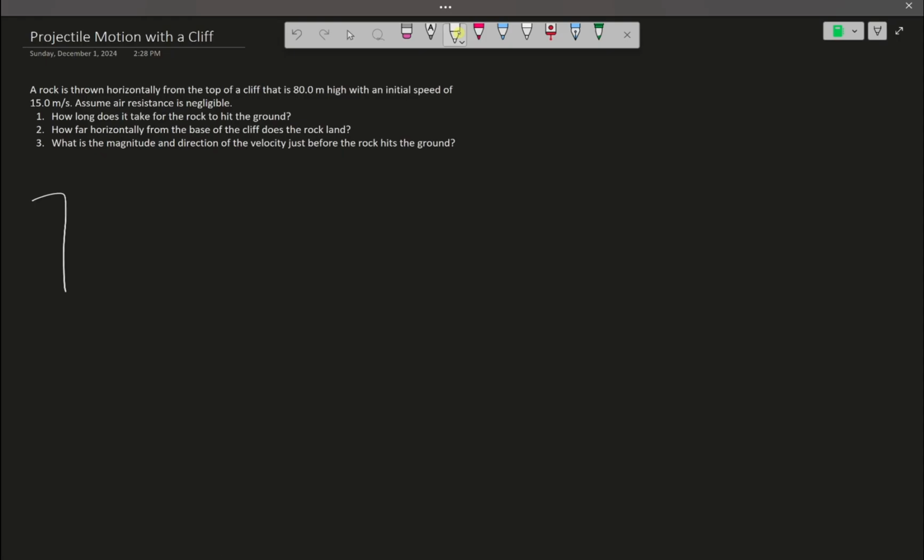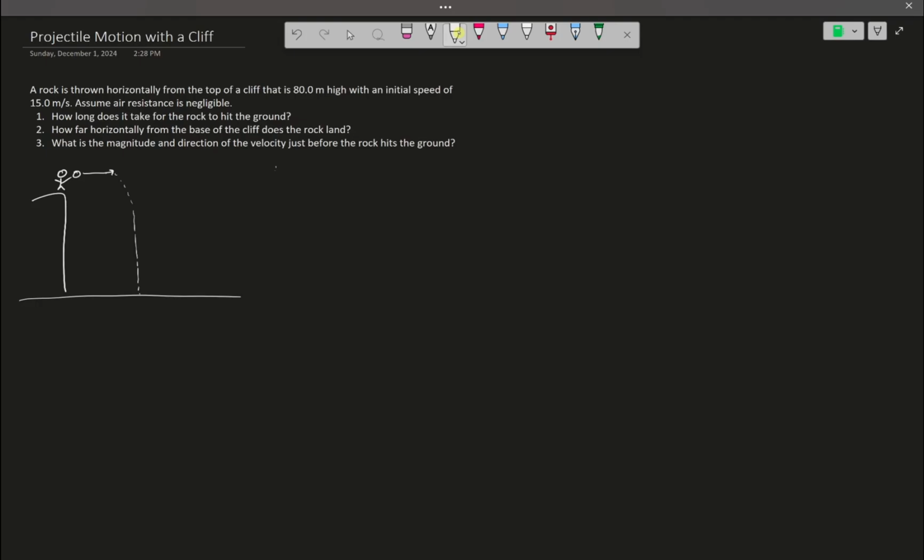This is my cliff, and I have a person that is going to throw the rock horizontally. And I know that even though they throw it horizontally, it's going to start to curve down and drop to the ground. Now I want to write out what information I have. I have that the height of this cliff is 80 meters.